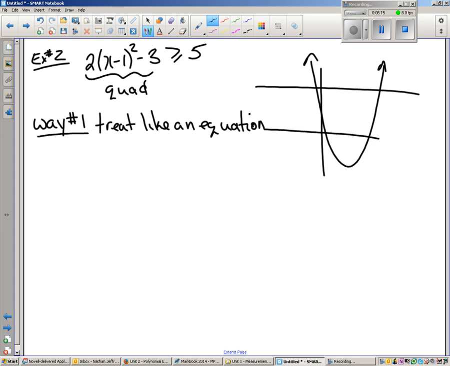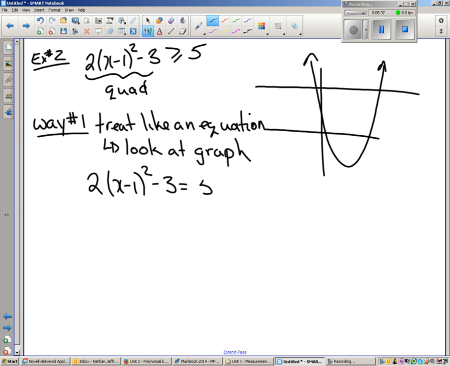So it'll be very similar to what we just did. We're going to treat it like an equation and then see what our graph looks like. We'll turn our inequality, our greater than or equal to, into an equal sign. And now we're asked to solve when 2 bracket x minus 1 squared minus 3 equals 5. What would we have to do to solve this equation? What would be our steps?